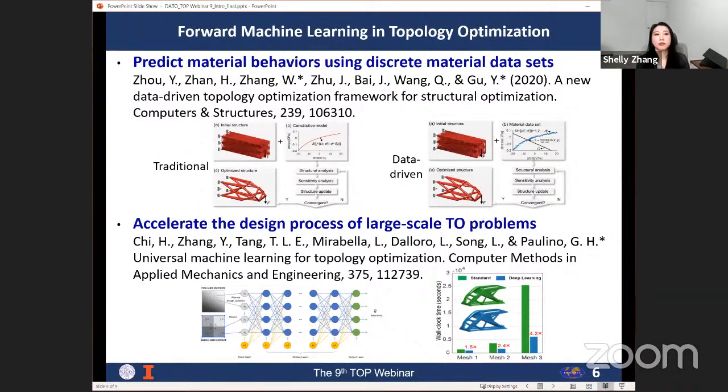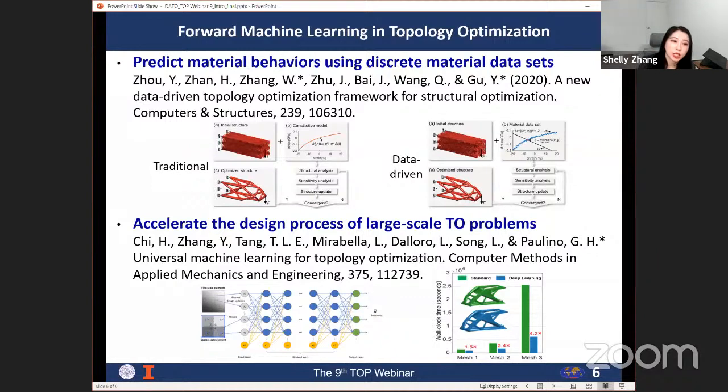And we have grouped these five talks into three different categories. The first category is the forward machine learning in topology optimization. Basically, the machine learning is used to establish surrogate models for various purposes. For the first one, for example, the data-driven approach is used to replace the classical constitutive relation of elasticity and to predict the material behavior using the discrete material data set.